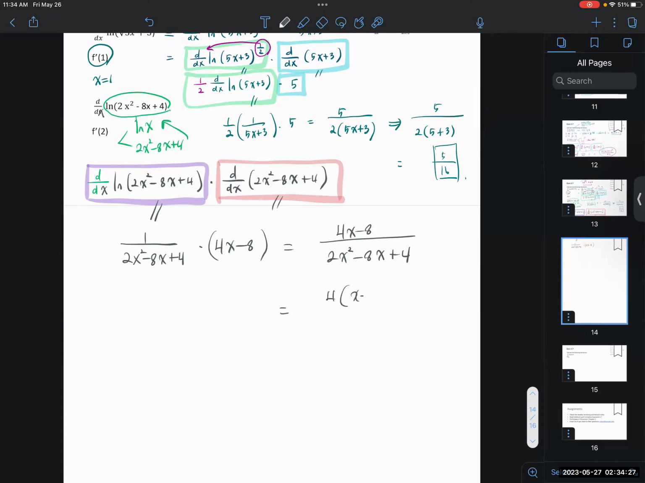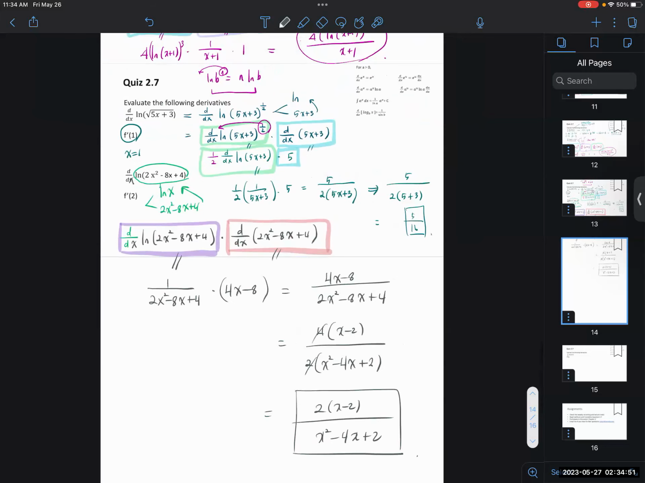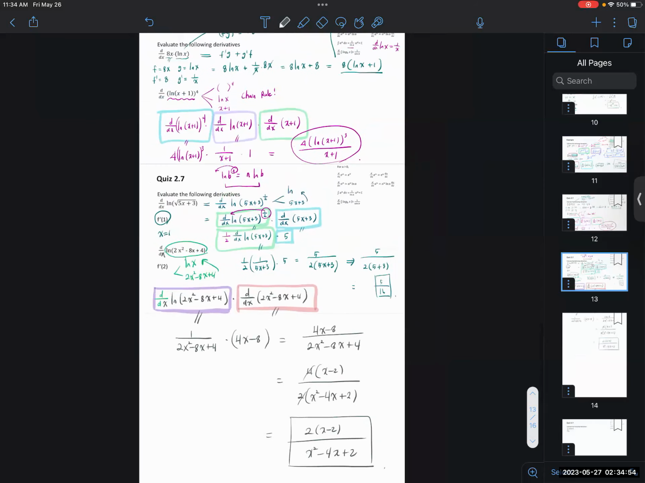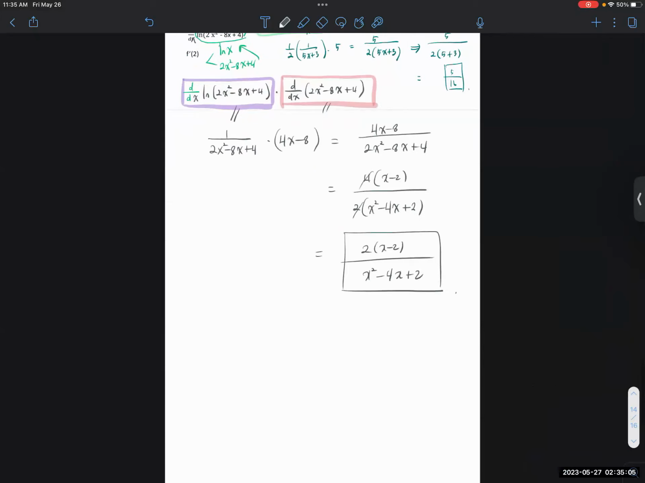You can factor x minus 2. Bottom common factor is 2. And then when I factor out 4 and 2, they cancel, so 2(x minus 2) over (x squared minus 4x plus 2). So you can find out that answer. So check the 2.7 quizzes. I put many different types of functions. So definitely you're going to check the structure of the function. That's important.